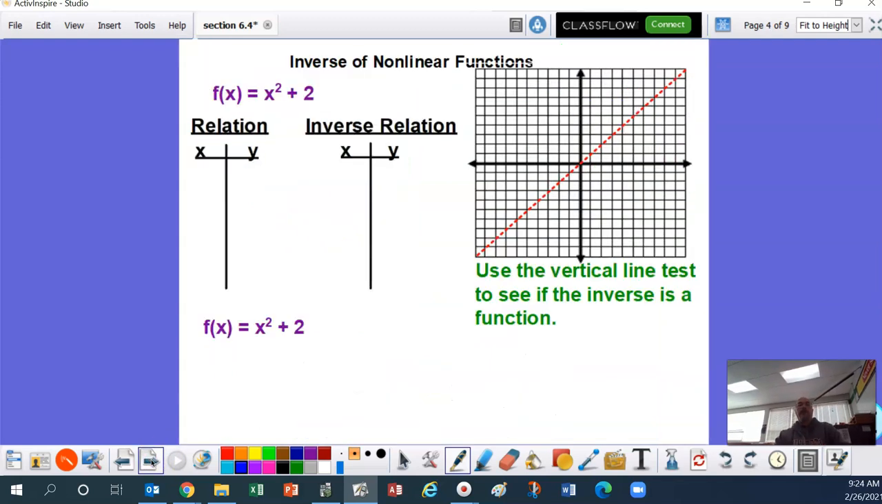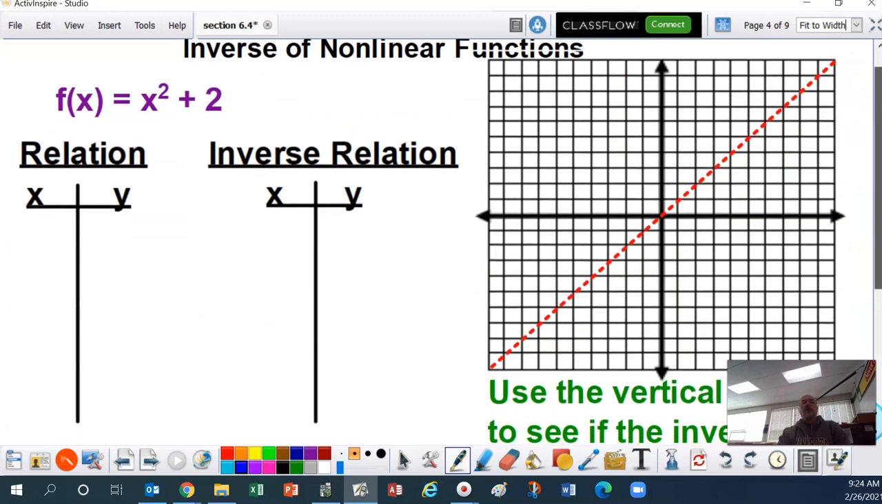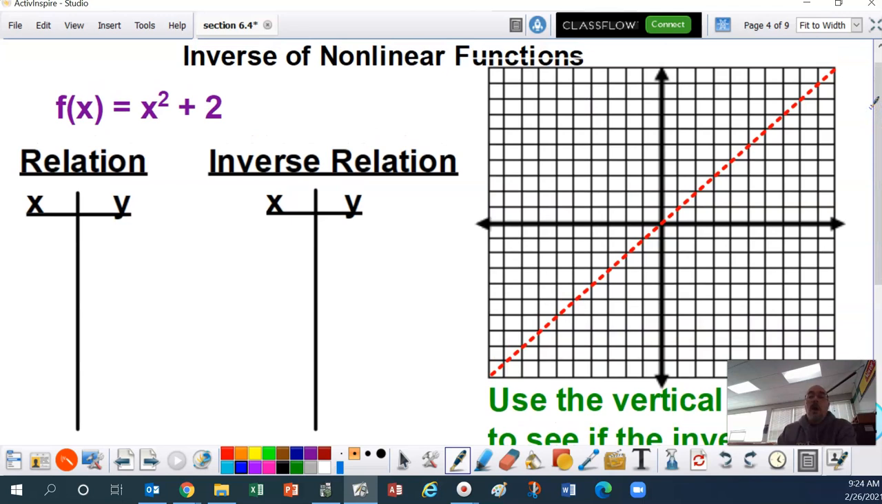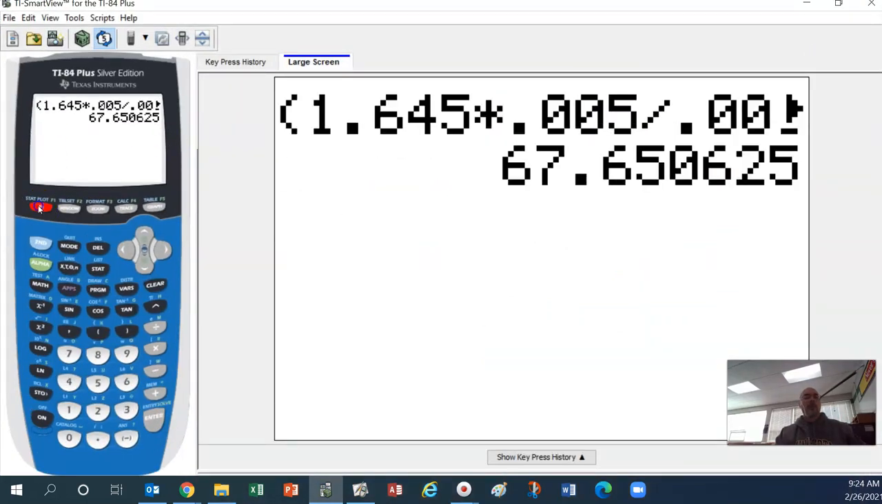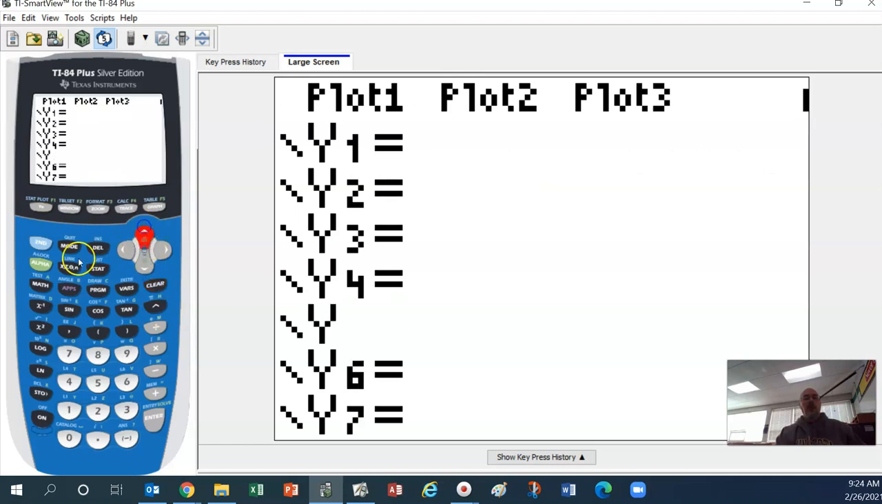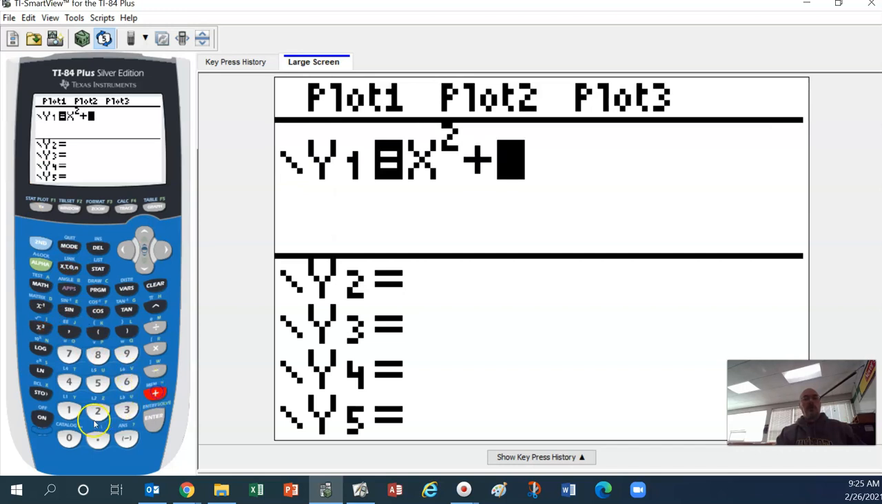Let's keep going here. So not everything's going to be linear, ladies and gentlemen. Let's take a look at this. So here we've got x squared plus 2. Wow, okay, x squared plus 2. Well, ladies and gentlemen, let's see here. Let's go ahead and put this into our calculator. X squared plus 2.